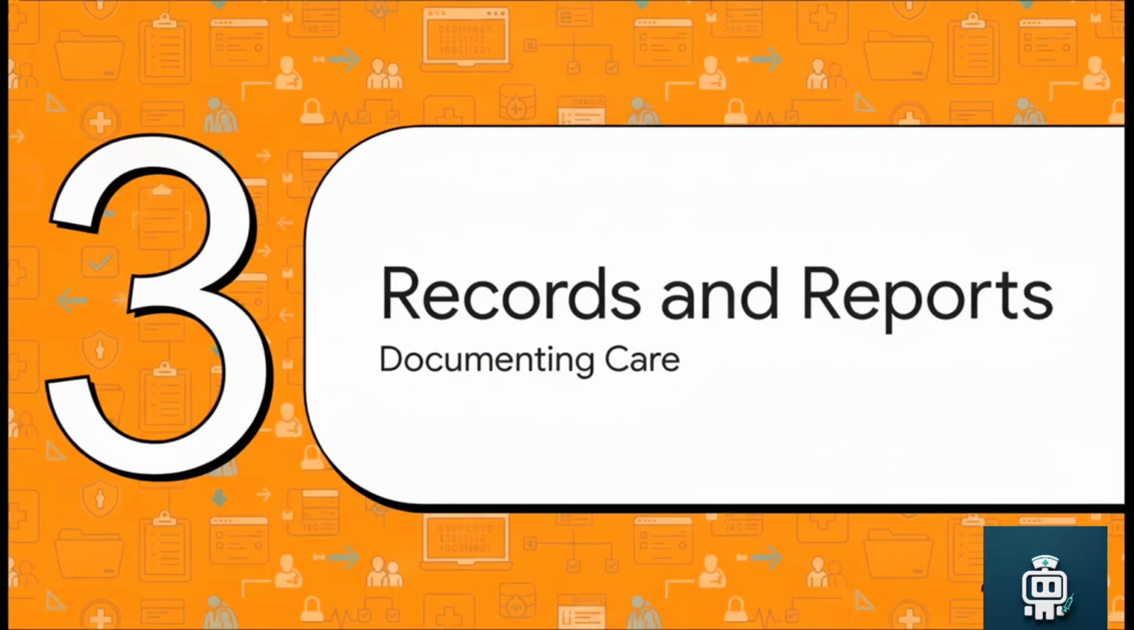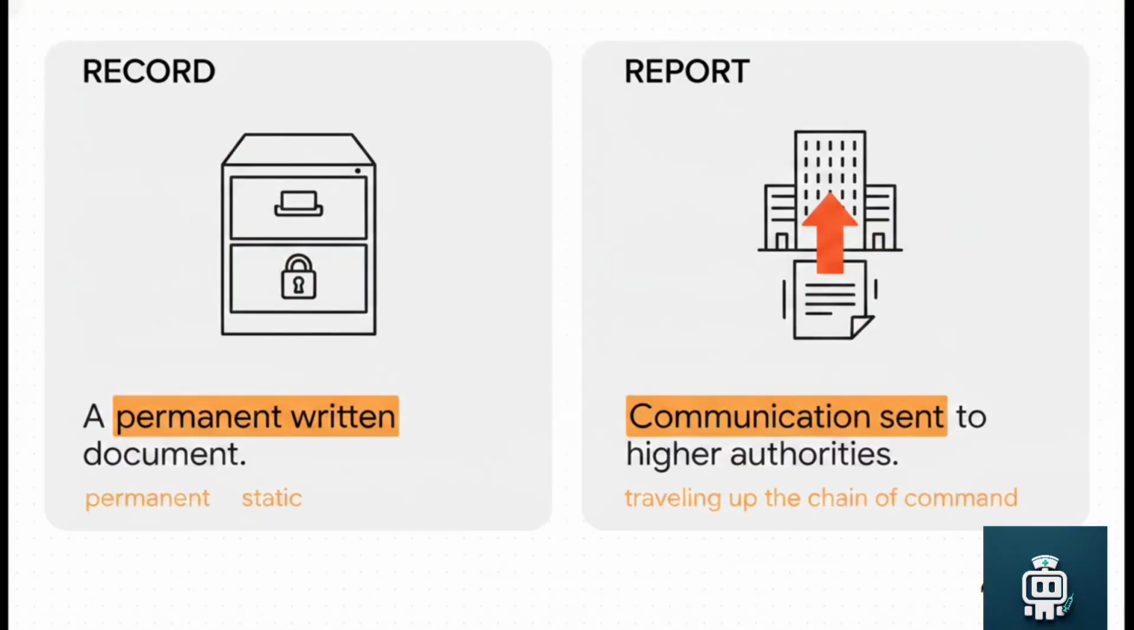All right, we're halfway there. Section 3, mastering records and reports, all about documenting care. So, what's the actual difference here? Well, think of a record as your anchor. It's a permanent, static, written document. It just sits there. A report, on the other hand, is active. It's the actual communication, written or oral, of the info pulled from those records. And crucially, reports are submitted to higher authorities. So records stay put in the filing cabinet, but reports travel up the chain of command.